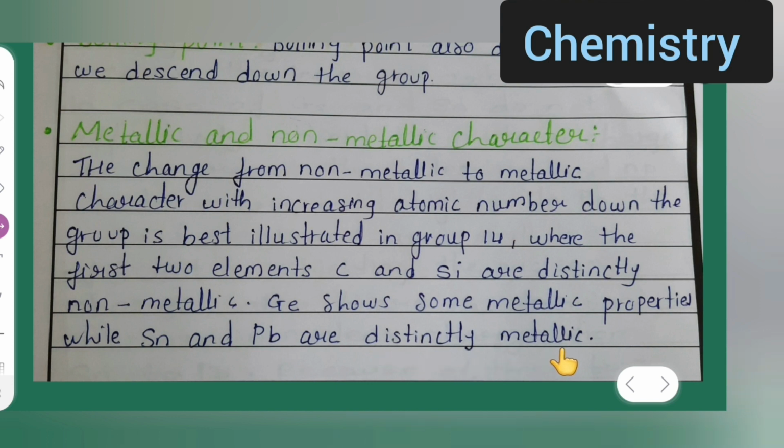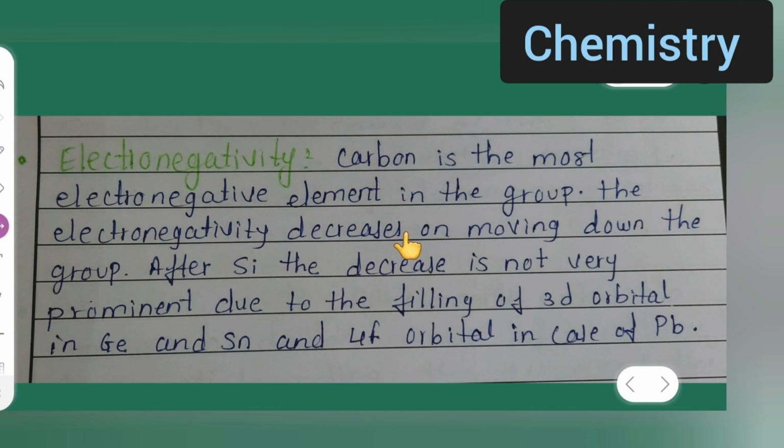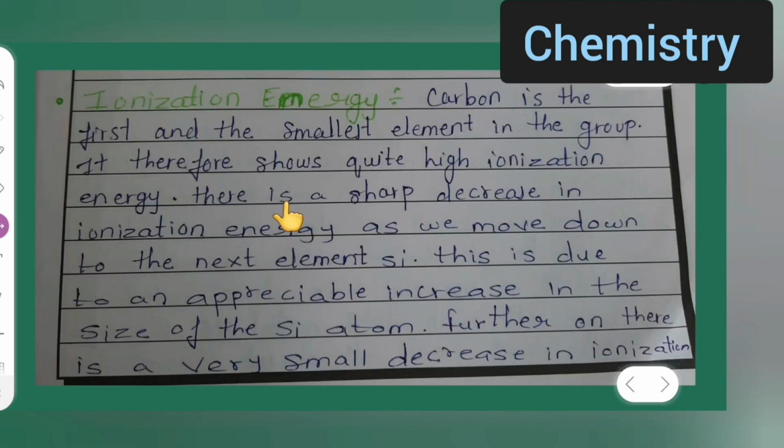Moving to the next part, that is the electronegativity. Carbon is the most electronegative element in the group. The electronegativity decreases on moving down the group. After silicon, the decrease is not very prominent due to the filling of 3d orbital in germanium and Sn and 4f orbital in case of Pb. You all can take down the electronegativity part. Next, moving towards the ionization part.